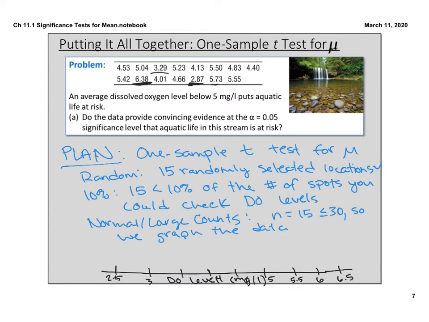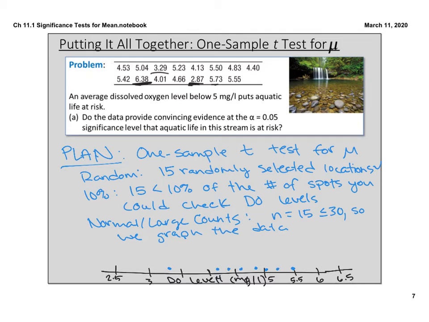Okay, so let's plot our points. So 4.53 is right about there. 5.04, really close to that 5 line. 3.29, right about there. 5.23, 4.13, 5.50, 4.83. Because these are such unique decimals, they go out to the hundredths place, so they're kind of unique decimals here.